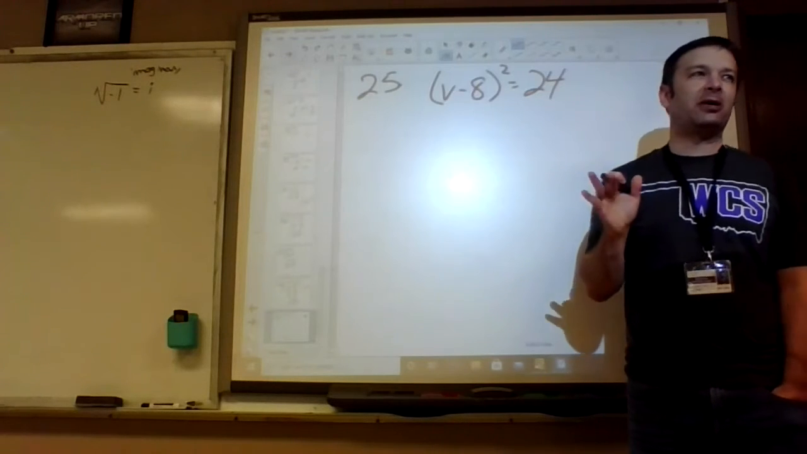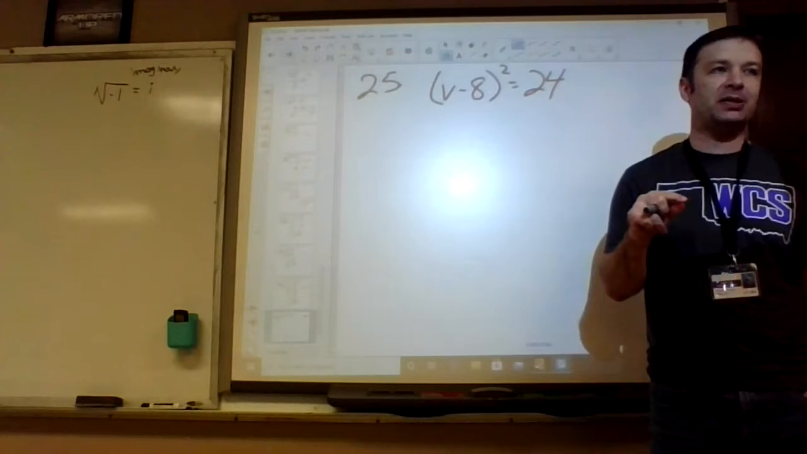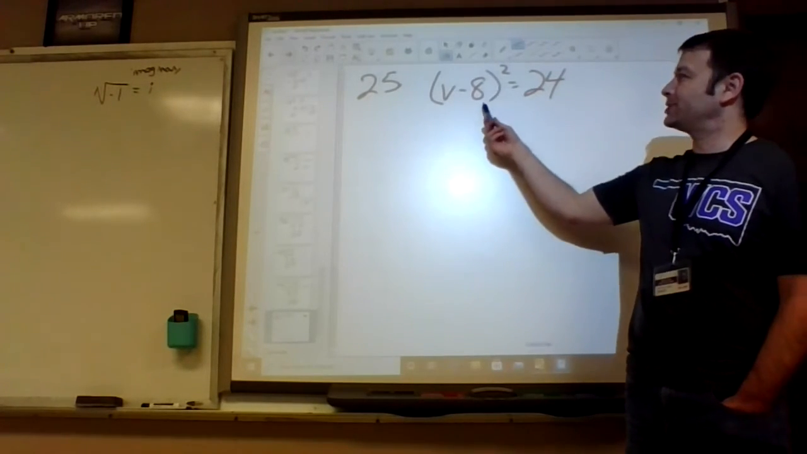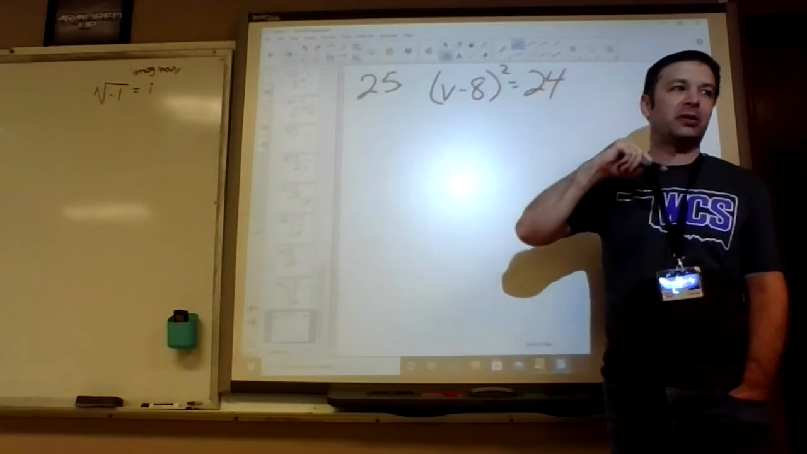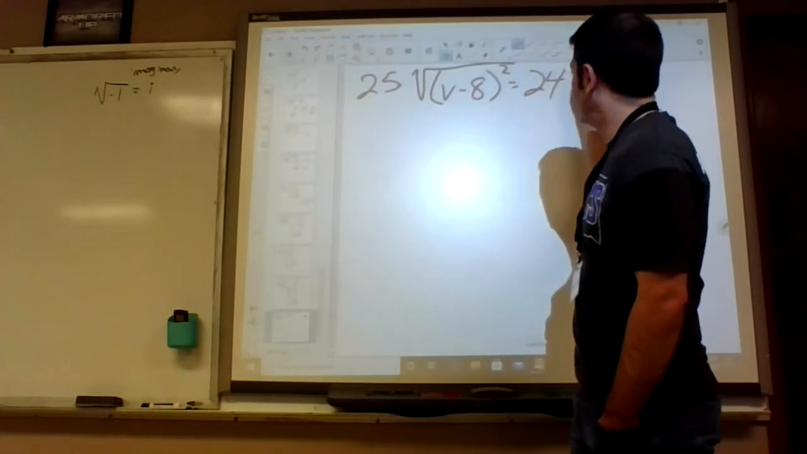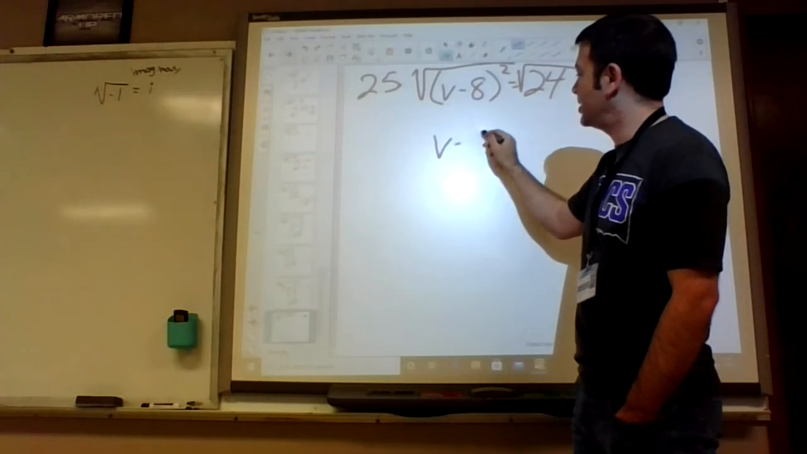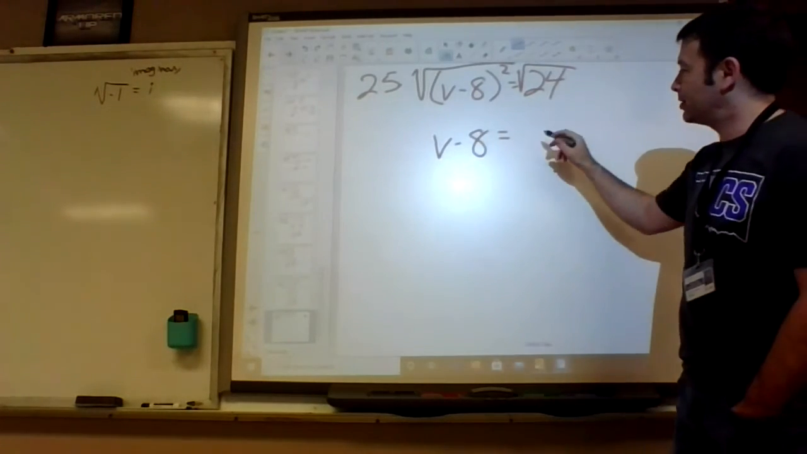Alright, on this problem, it looks a little bit different because we don't just have v squared, we have v minus 8 squared. So since this whole left side is squared, you can go ahead and get rid of that squared by doing the square root trick. You don't need to really FOIL. Just get rid of the square by doing this trick that we've been doing. So when I square root the left side, I get v minus 8. And on the right side, I get square root of 24.